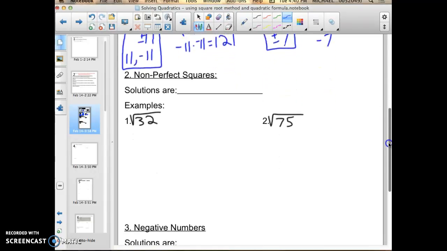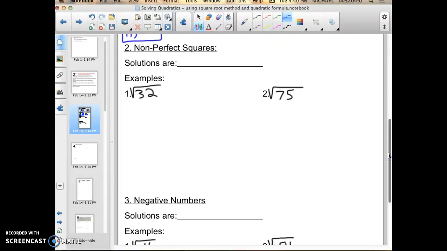The second situation, let's move on. Non-perfect squares, so numbers that won't come out evenly when taking the square root. These solutions are what's called irrational, meaning their decimal point goes on forever. So I'll write that as well. In this case, though, we're not going to switch it to decimal form.